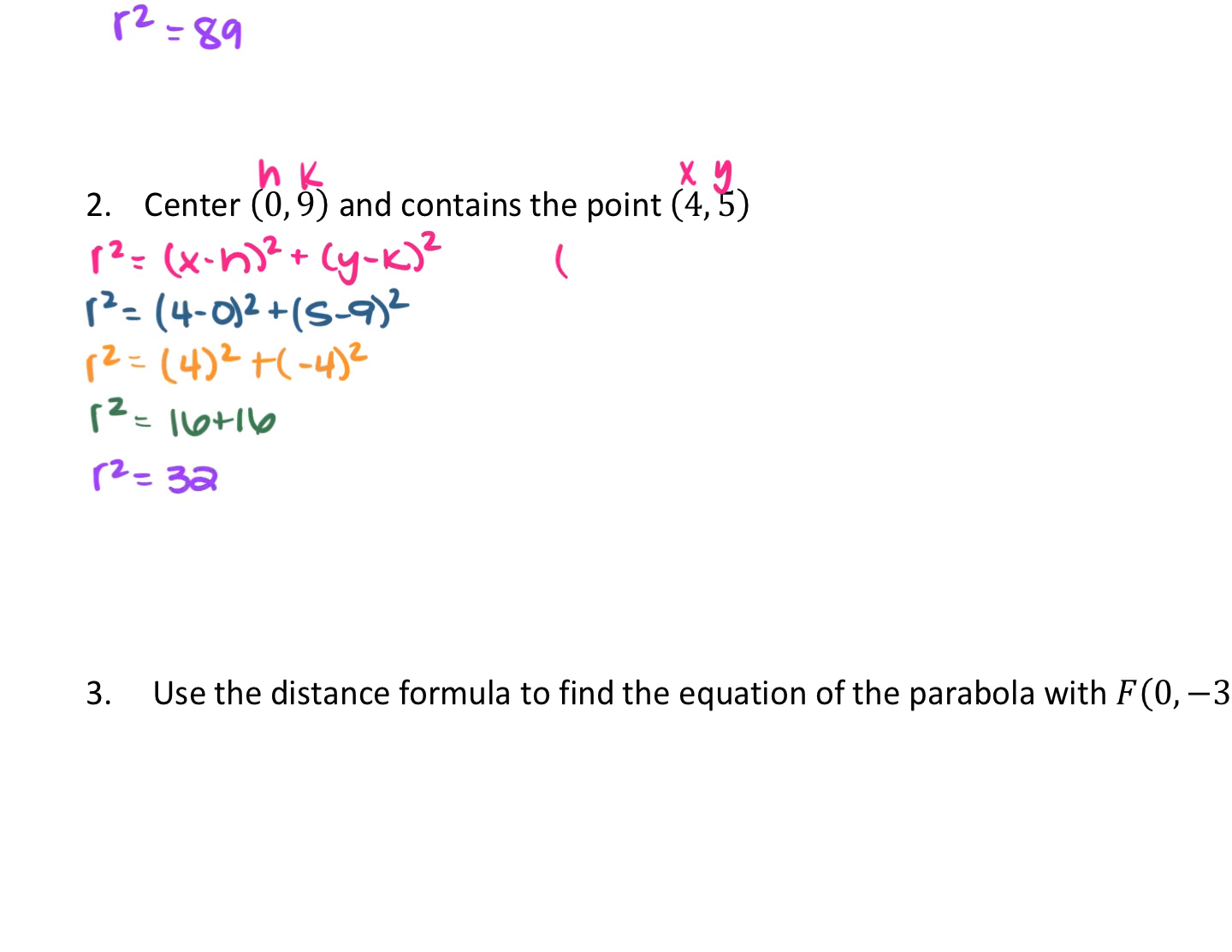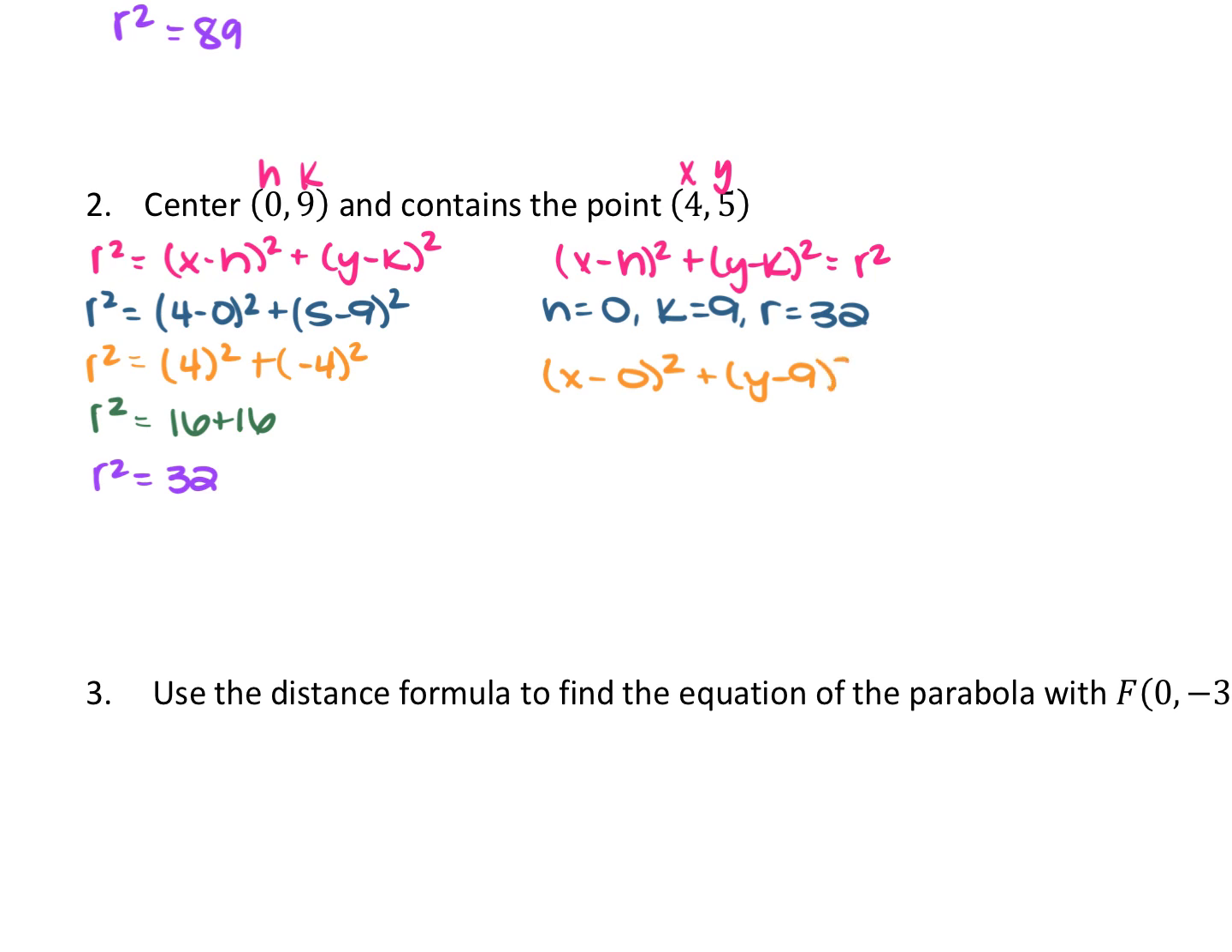Again, our formula for a circle is x minus h squared plus y minus k squared is equal to r squared. We said h is 0, k is 9, and r squared is 32. So we're going to plug these values in to give us x minus 0 squared plus y minus 9 squared is equal to 32. You can either leave it this way, or you can rewrite that as x squared plus y minus 9 squared is equal to 32.